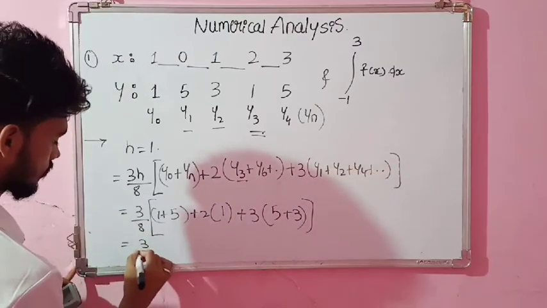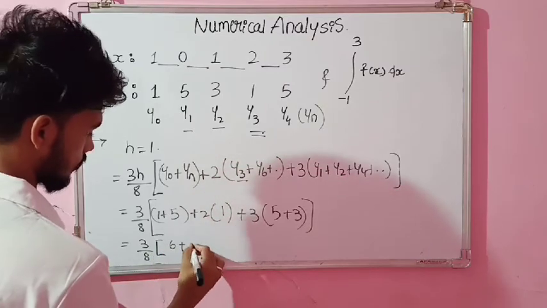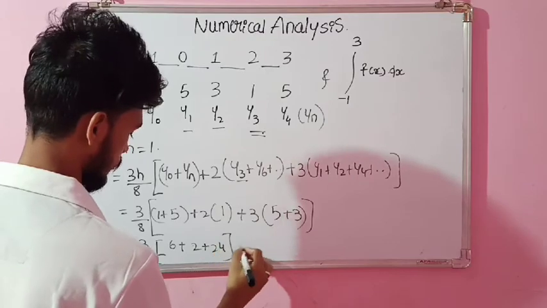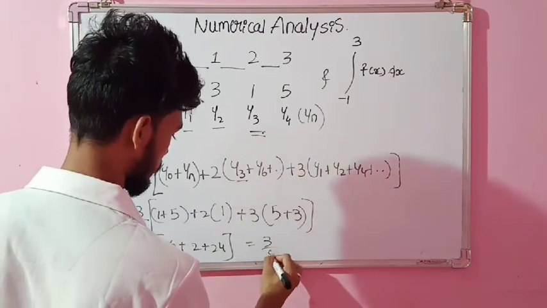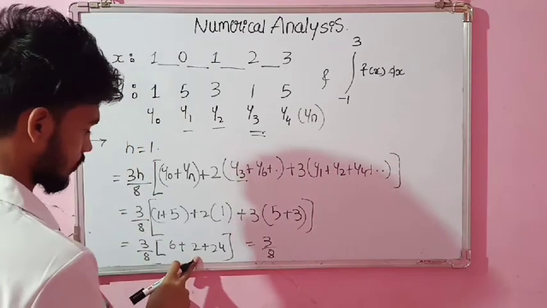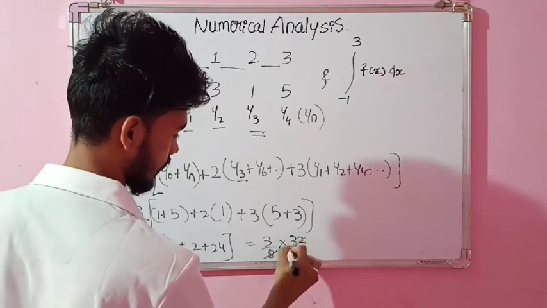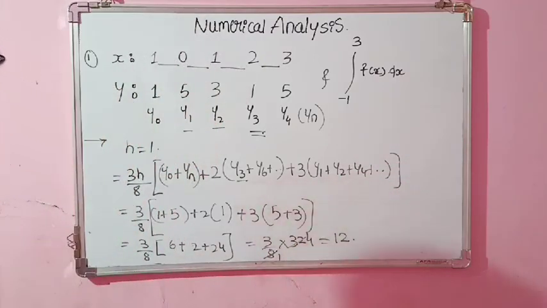So finally 3 by 8 into 6 plus 2 plus 5 plus 3, 8, 8 threes are 24. So finally 3 by 8 into 32. 8 fours are 32. So finally you will get 12. So in this way we have solved the trapezoidal rule, Simpson's 1/3 rule and Simpson's 3/8 rule. Thank you.